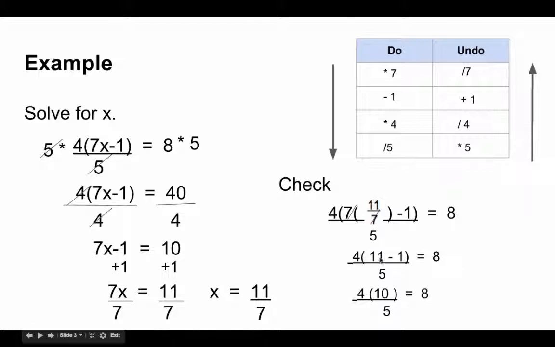Inside the parentheses we have 11 minus 1, so that would give us 10. And 4 times 10 is 40. So we get 40/5, which equals 8, and therefore we've checked. And that's how you solve multi-step equations with the do and undo table.